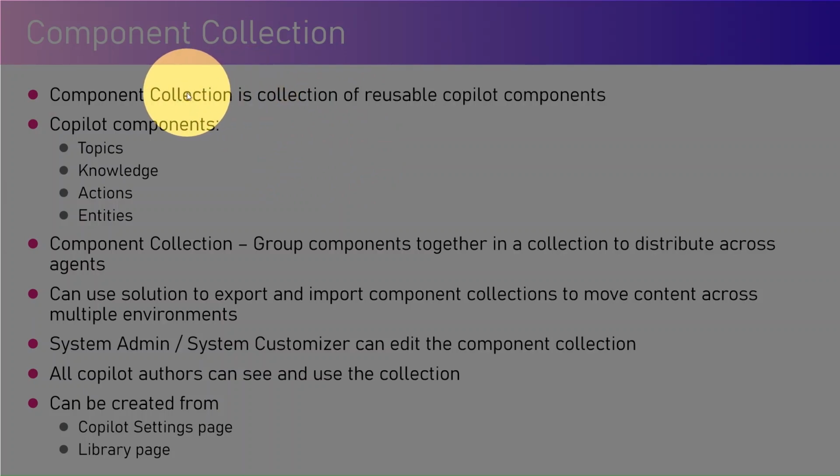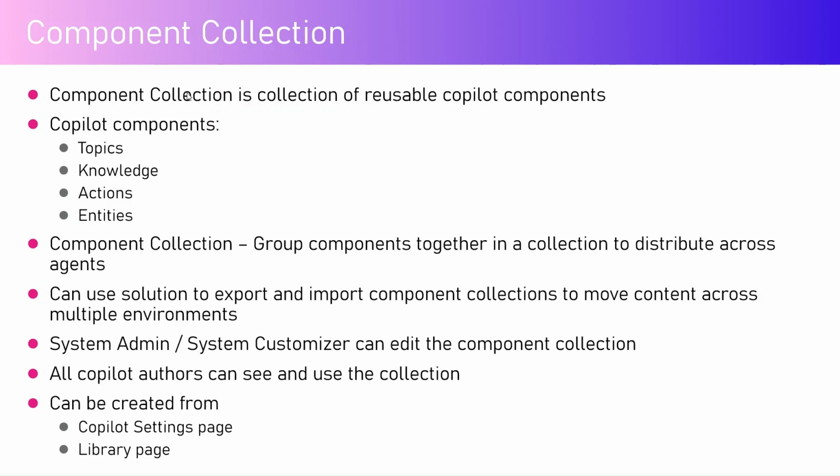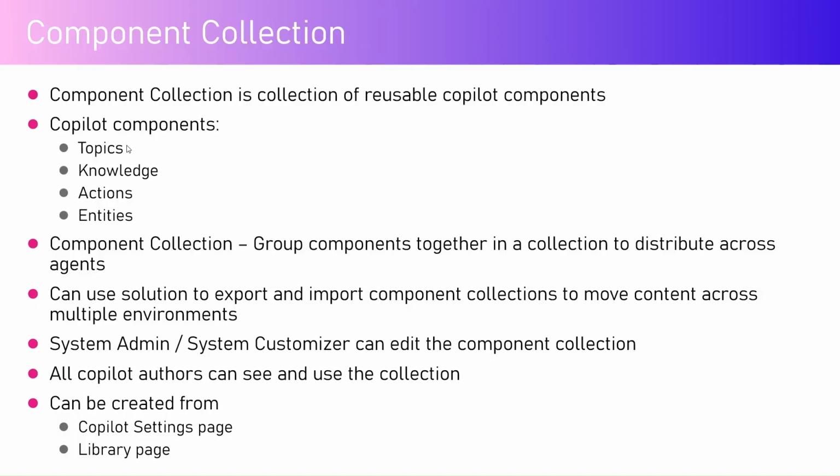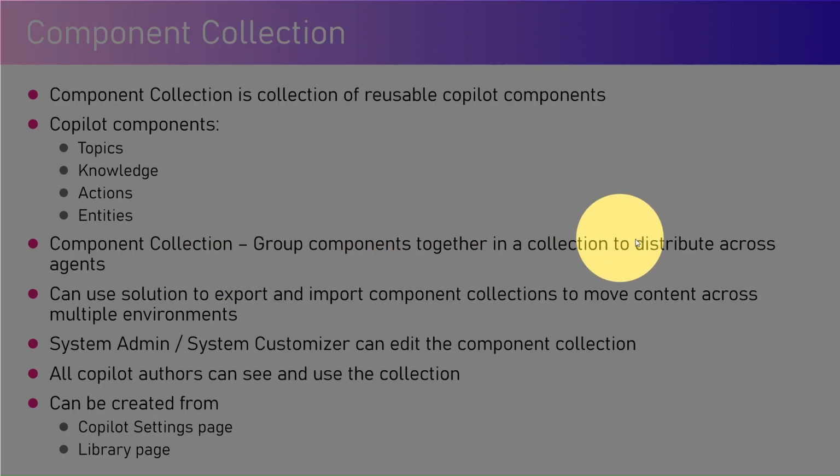Now, as you know, when you create a Copilot or an agent or a bot, you basically get involved with topics, knowledge, actions, and entities. Now, what if you want to reuse a topic created in one Copilot in another Copilot within the same tenant? If you have that scenario, then component collection is an option to go for. Component collection basically groups the components together in a collection to distribute across agents.